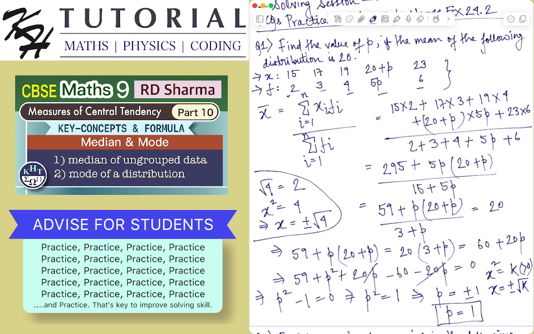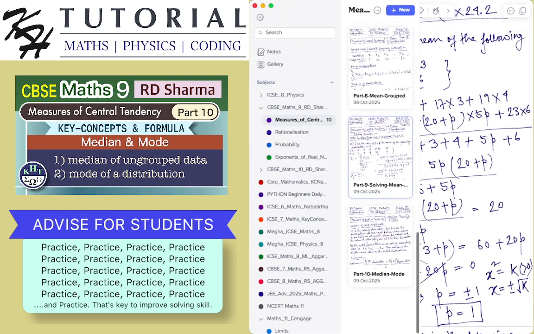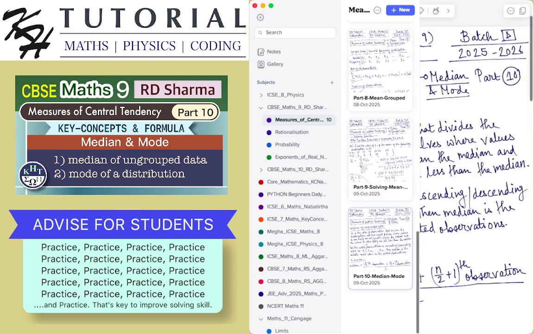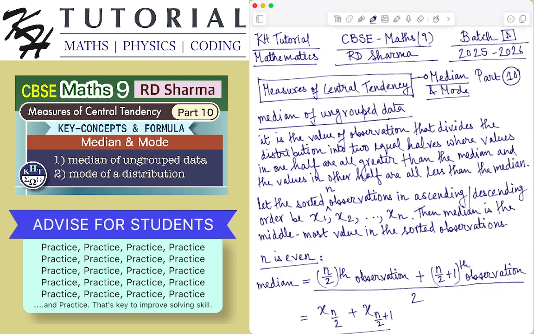Okay, now let's discuss the median and mode of a distribution. Now we will discuss the median of ungrouped distribution. That is, we are given some raw data. From the raw data, how do we find the median?